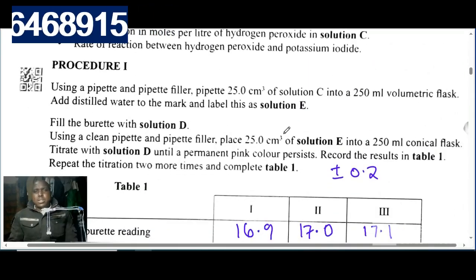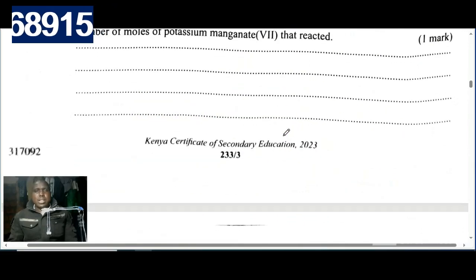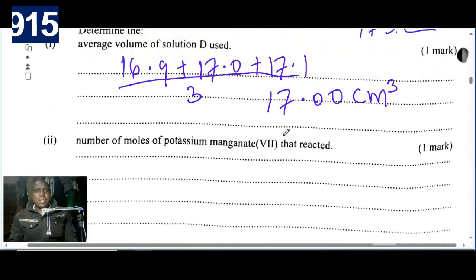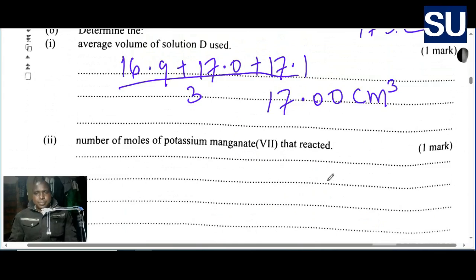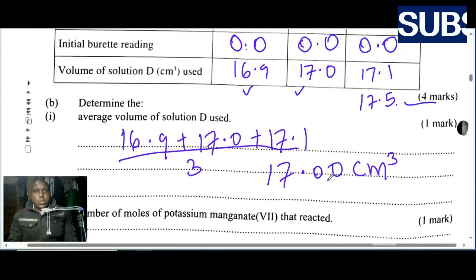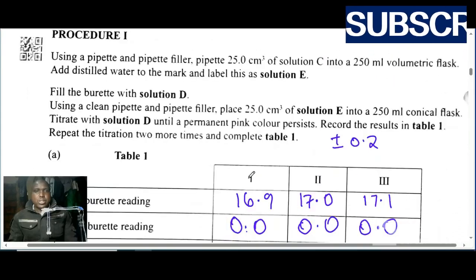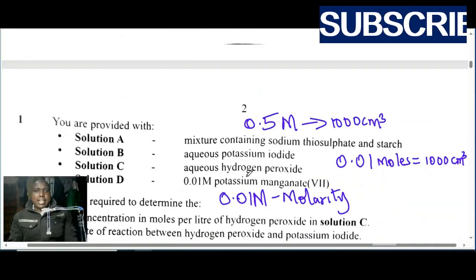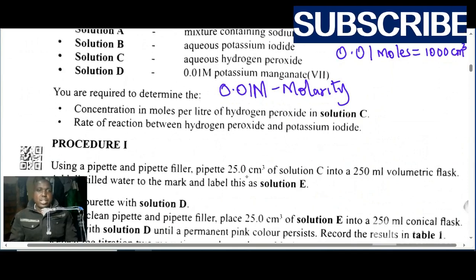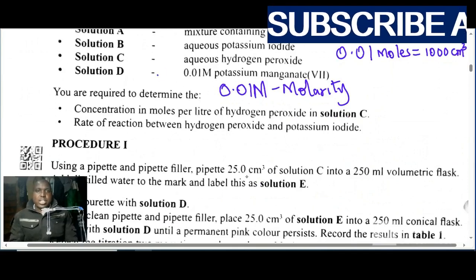But before we go far, I will explain that as we move. Let us look at what the first question is asking. Second, calculate and determine the number of moles of potassium manganate that reacted. So what is solution D? You go back here and look: solution D is potassium permanganate, because you need to understand what you are using.